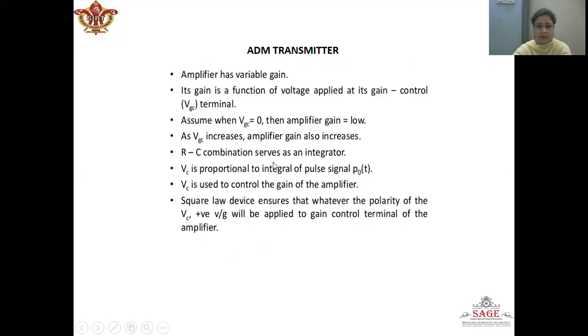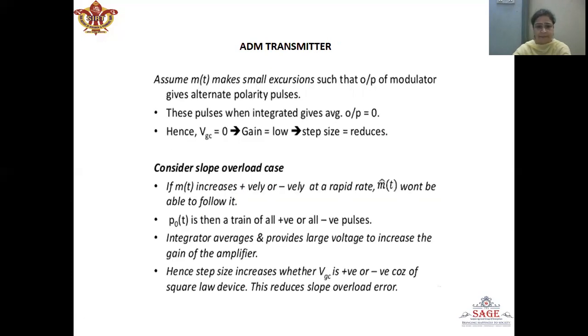Now here we can see that VGC is the gain control terminal. When VGC is 0, then the amplifier gain is low. And when VGC increases, the amplifier gain also increases. Now, this will be served by the integrator, which is formed by the RC combination, and VC is used to control the gain of the amplifier. Now, this square law device ensures that whatever the polarity of the VC, a positive voltage will be applied to the gain control terminal of the amplifier.